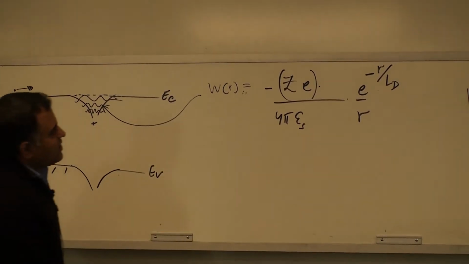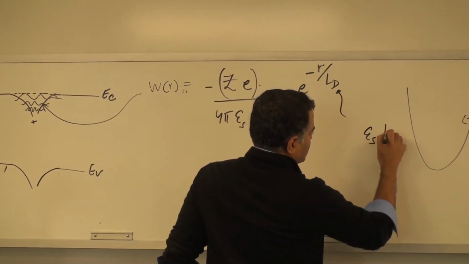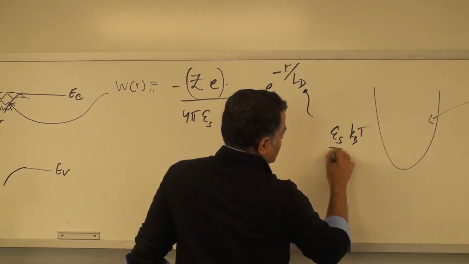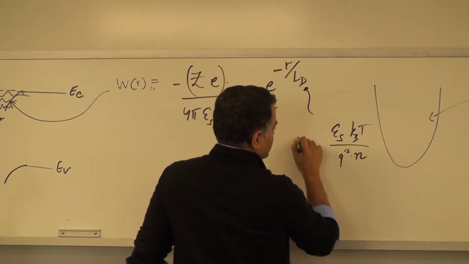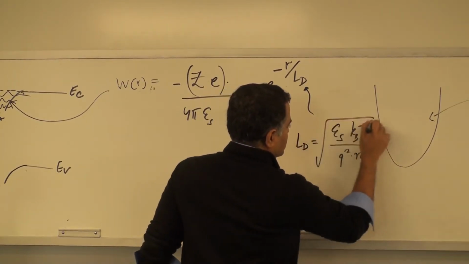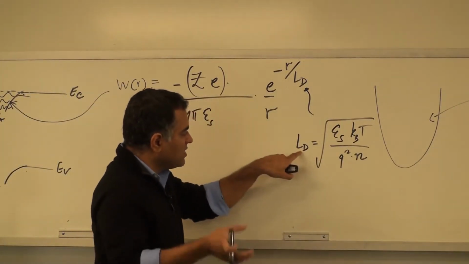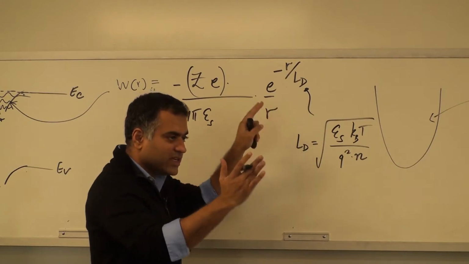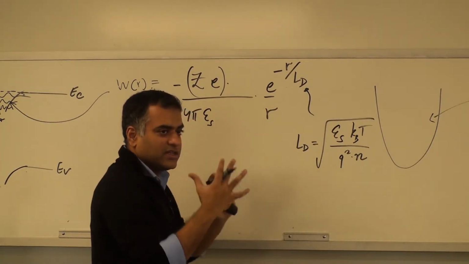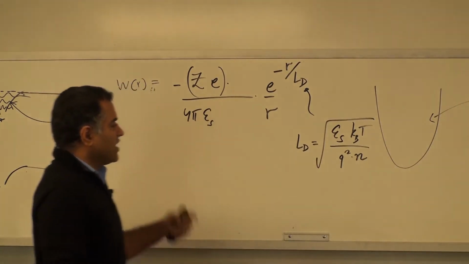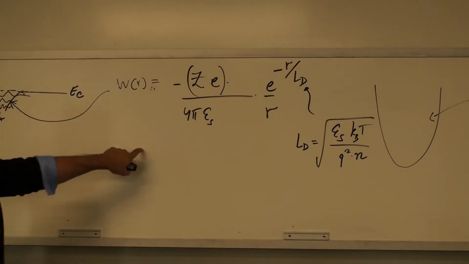semiconductors. The Debye length is given by the square root of the dielectric constant times kT over q squared times the mobile electron density. So this is the Debye length. The more the electron density, the smaller the Debye length, meaning your screening is much more effective. The more free carriers, the more effective the screening. And you can calculate roughly the order of magnitude of the screening length and such. Okay.